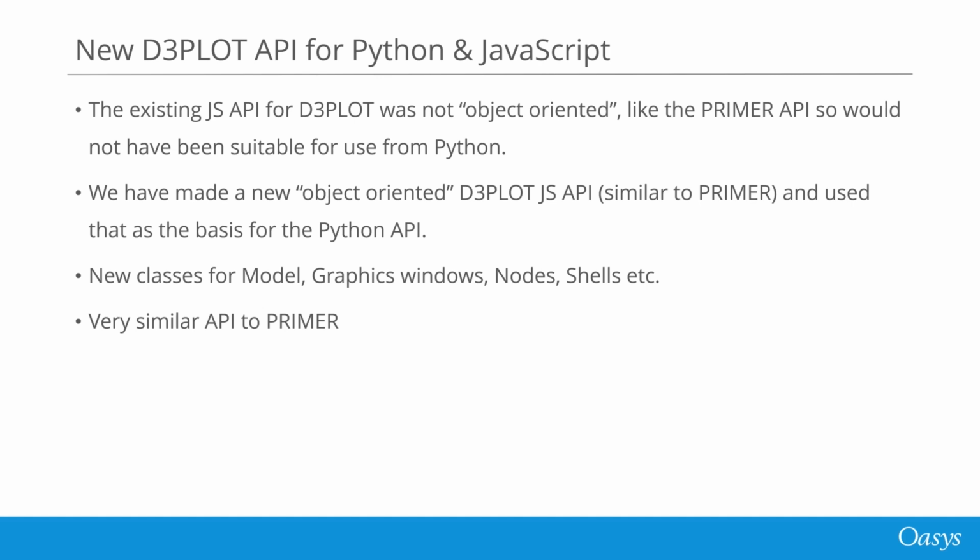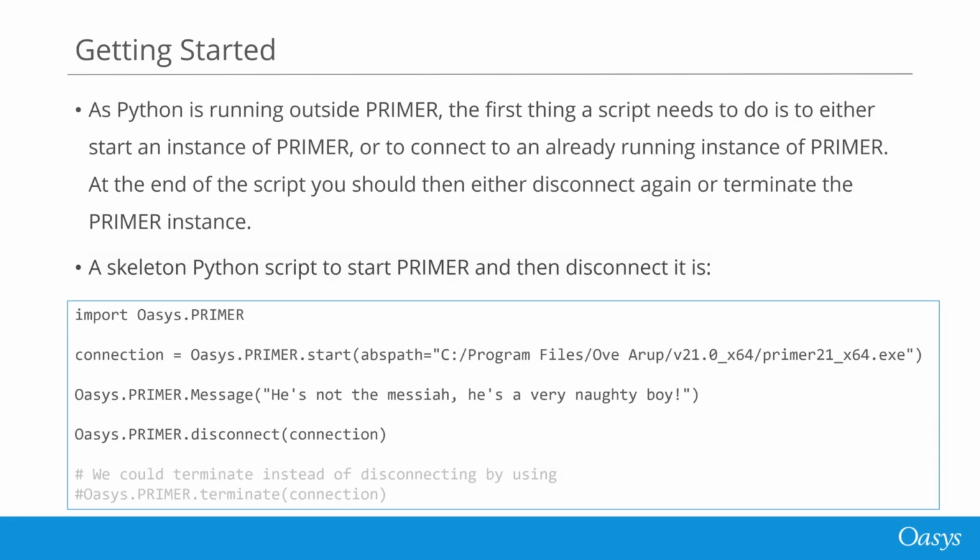Now let us go through a simple Python script that works with Oasys Primer. As Python is running outside Primer, the first thing a script needs to do is either start an instance of Primer or connect to an already running instance of Primer. At the end of the script, you should then either disconnect or terminate the Primer instance. Let's go through a script that prints a message to the dialog box.